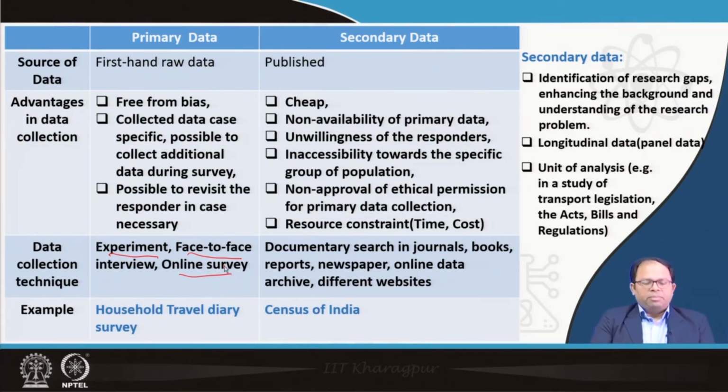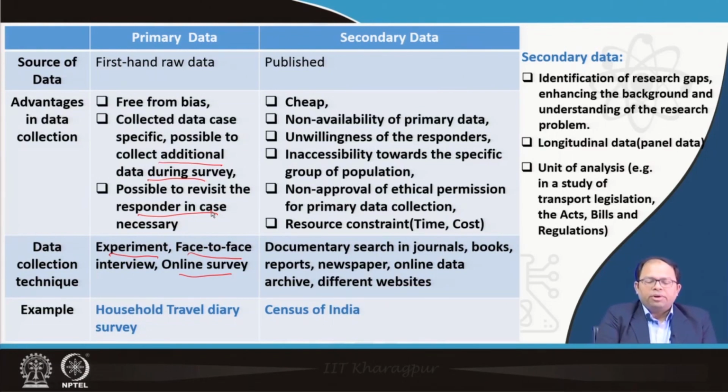So this is an example of primary data collection, and because we are designing the survey, it would be relatively free from bias, or we can design it to be free from bias. Then we can collect data as required, and additional data collection could also be done during surveys. We can also revisit the respondent in case there is any requirement. For example, if we find some of the data is missing, we can again revisit the respondent and survey them, which is not possible in the case of secondary data sources.